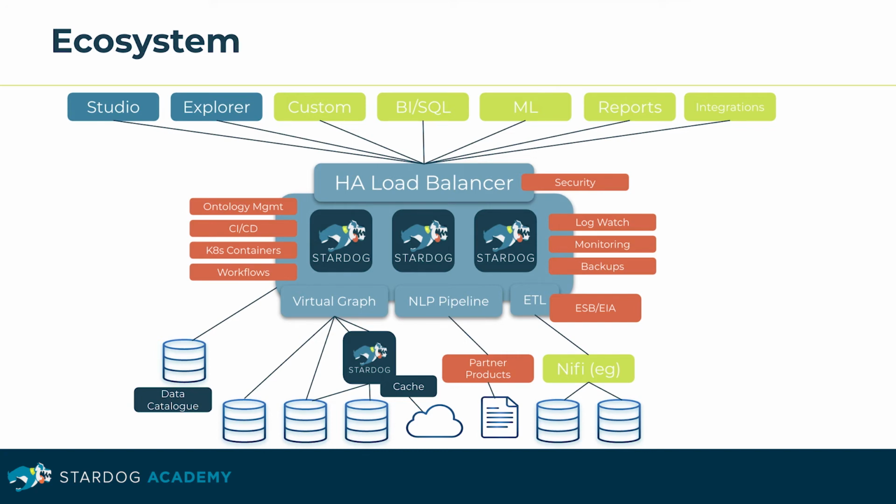On the ETL side, we can have an enterprise service bus or the enterprise integration architecture patterns be hooked up and participate in an enterprise IT ecosystem. As the before-mentioned Apache NiFi shows, we can use that as a third-party product for managing our ETL workflows within this ecosystem. This concludes the section on Stardog nodes and clustering.